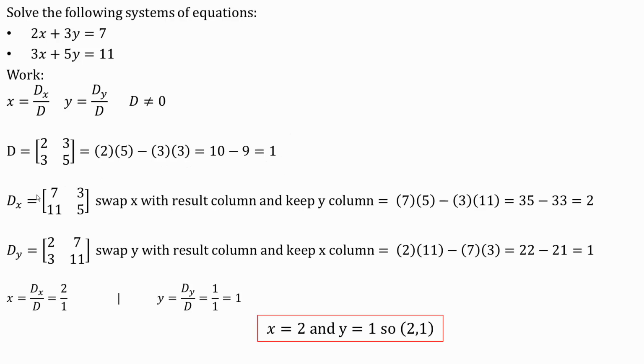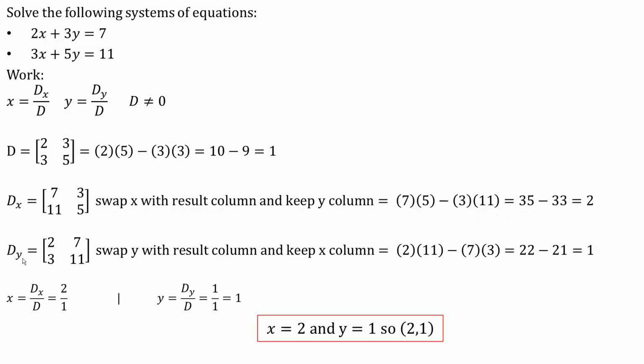Next we do d sub x. To get d sub x, we swap x with the result column and keep the y column. So the x column was 2 and 3, right? So let's swap that with 7 and 11. And now we do the same thing: 7 times 5 minus 3 times 11. So we would get 35 minus 33, so 2.